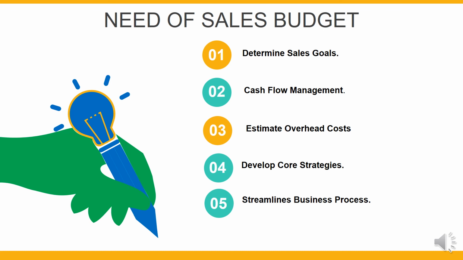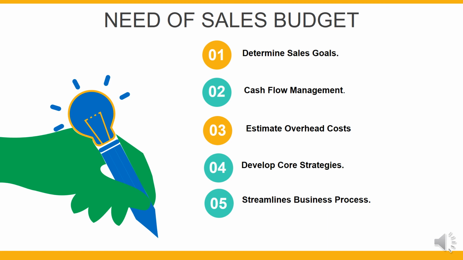Number 2, cash flow management. The company can estimate its future cash inflow and outflow through sales budgeting. This helps in determining the potential liquid cash and prepares for unfavorable market conditions. Number 3, estimate overhead cost. It also estimates the various administrative and sales expenses which the company has to bear other than the manufacturing cost, thus determining the potential profit margin.